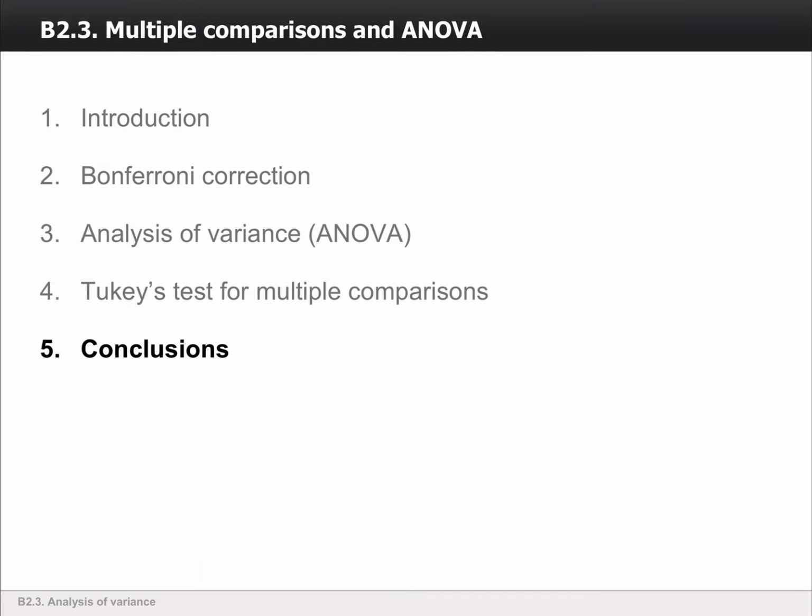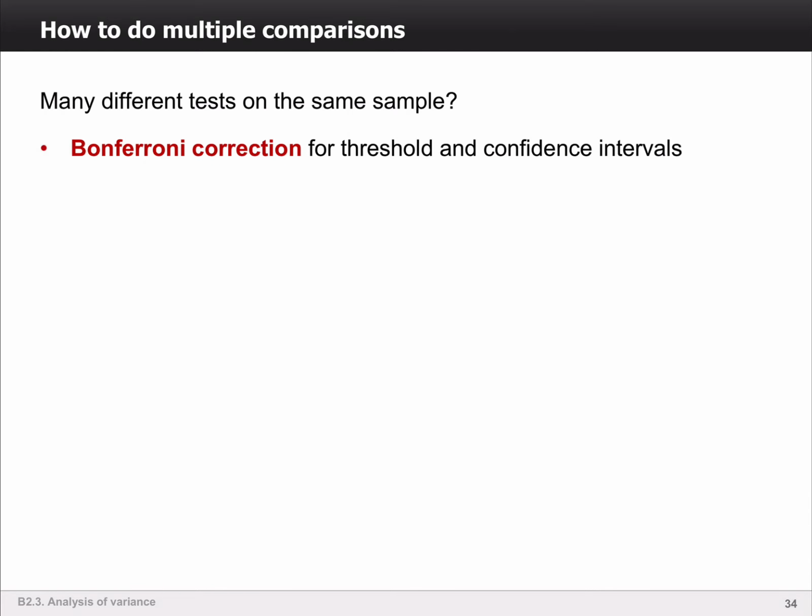Now the conclusions. Well, now we know quite a lot about statistical testing, but the problem is that if we use several tests for the same sample, we increase the chance of making a type 1 error. So it means that we increase the probability of seeing an effect where this effect is fully random, okay? And if you want to tackle this problem, you can use different techniques.